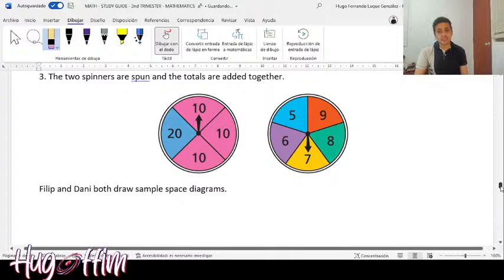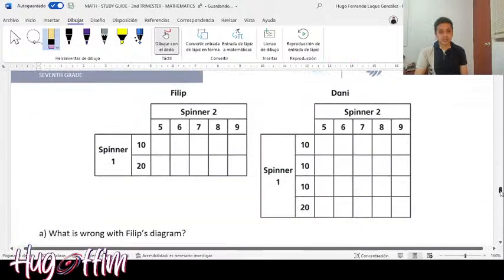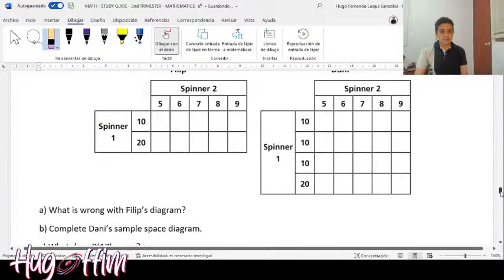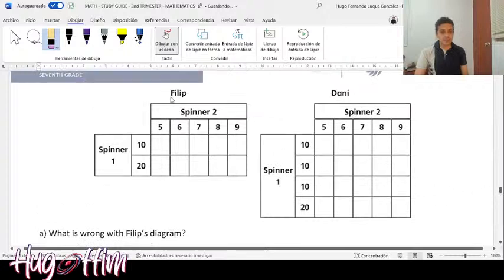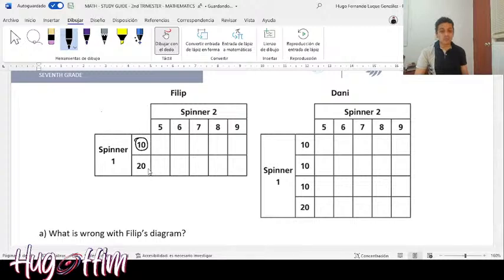But in this case, we want to know what the outcomes are. So to know the outcomes, I'm just going to move to this. Observe that Philip's option is not very appropriate because he's only taking into account one option with 10. Danny is taking into account the 3 options.